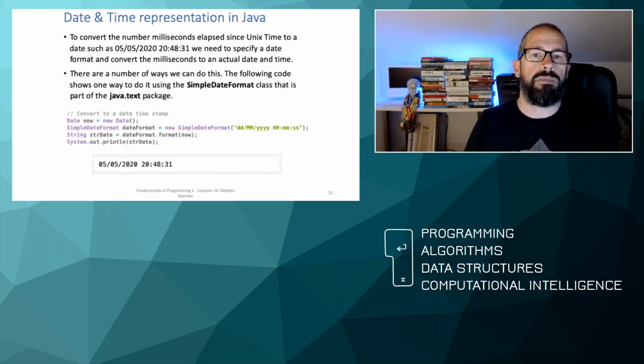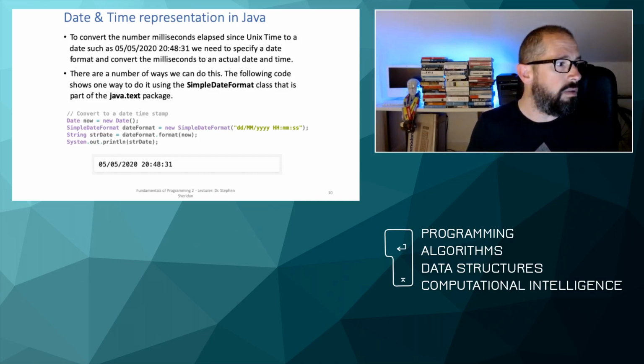Okay, so that's not part of the util, that's part of the text package. So when I import that, I'm able to use it. As you can see on the slide, we have an example of how to use the SimpleDateFormat. We just give it a string format, and it will take the current time in milliseconds elapsed, and give us that time back in that format.